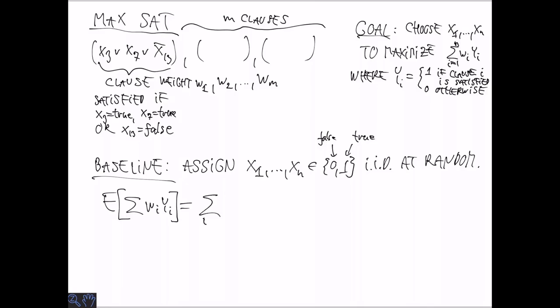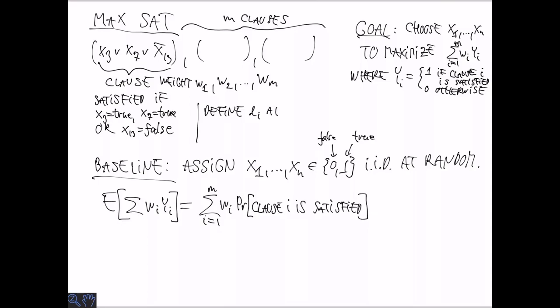So let's use linearity of expectation again. So we write it as a sum over all the clauses of the expected value of wi times yi. And since yi is an indicator random variable, this is just wi times the probability that yi is 1, or rather the probability that clause i is satisfied.